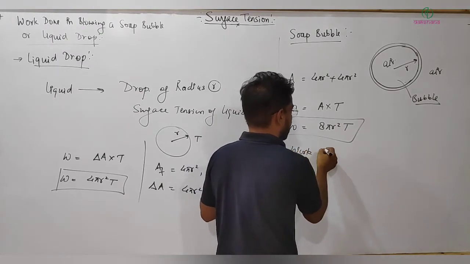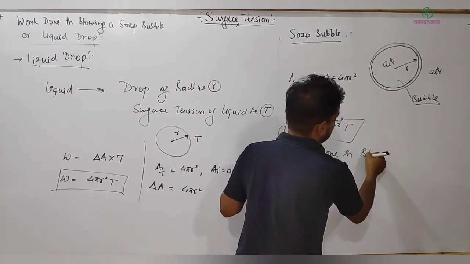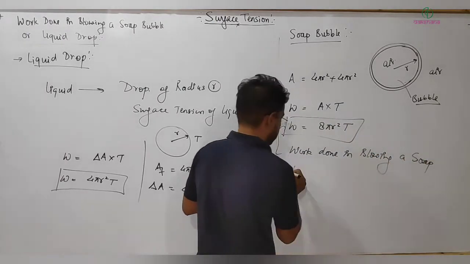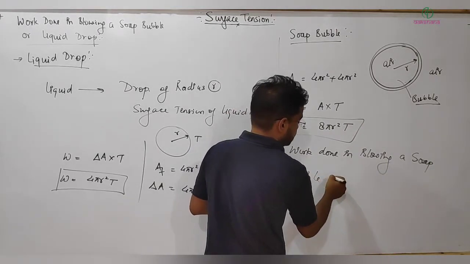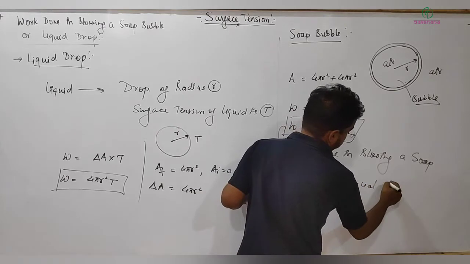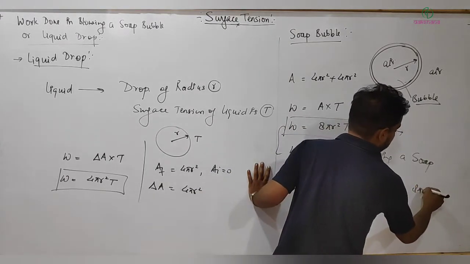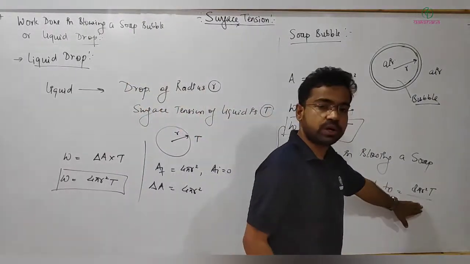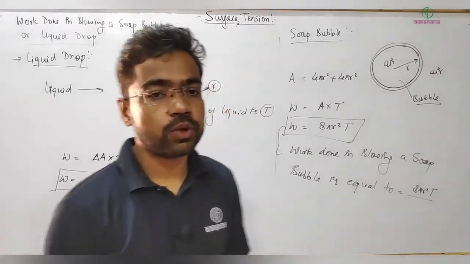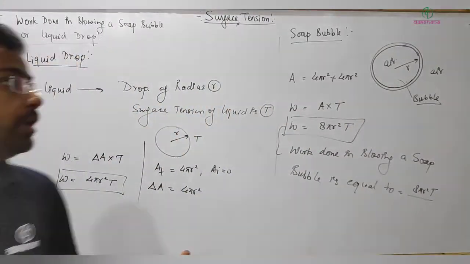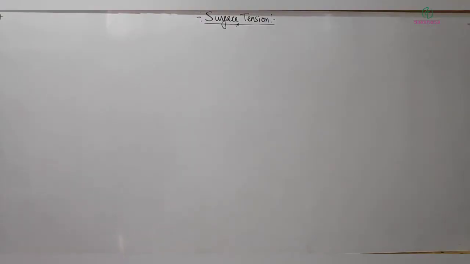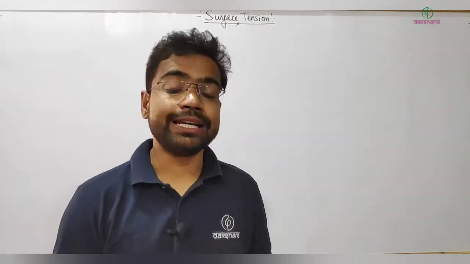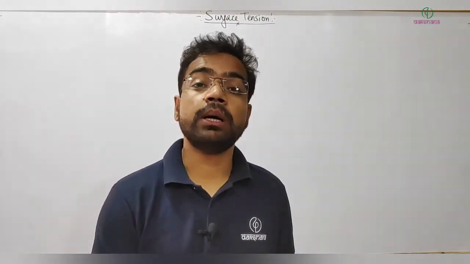Work done in blowing a soap bubble is equal to simply 8 pi r square into T. You must understand why and how this much work will be done and where exactly this work done is going. So these are simple concepts, simple applications of surface energy. Similarly there are many possibilities where we can talk about work done in increasing the surface area of a bubble or a drop.